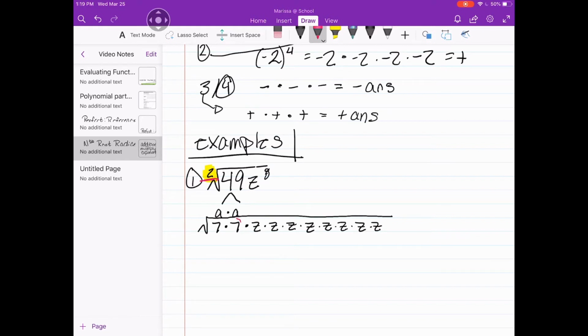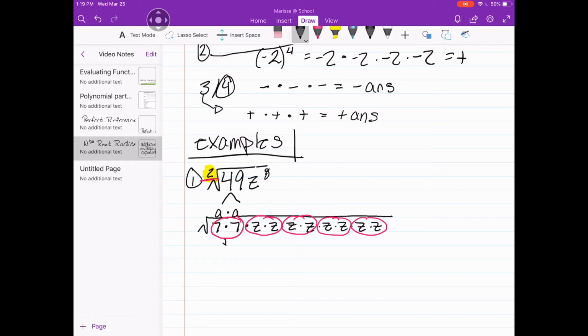So since I have a 2 on the outside, I'm going to group them by 2s, but they have to be alike. So 7s are alike, and there's 2 of them. Then I've got 2 z's. I've got another set of 2, another set of 2, and another set of 2. I couldn't group a 7 and a z together because those aren't the same thing.